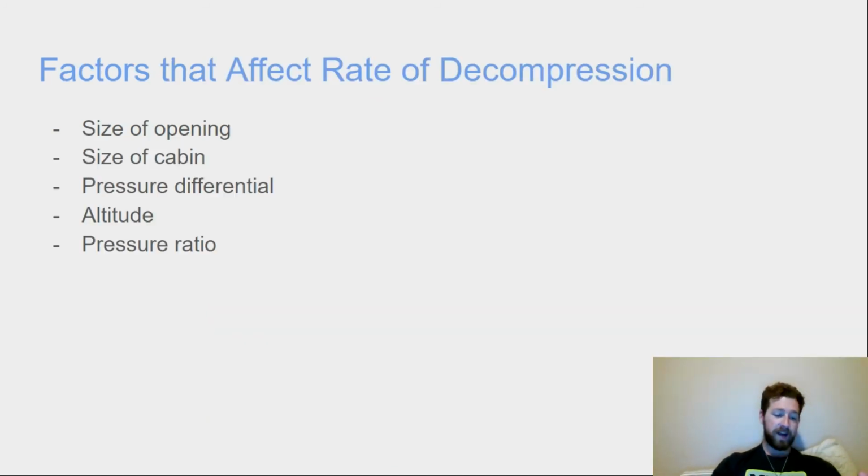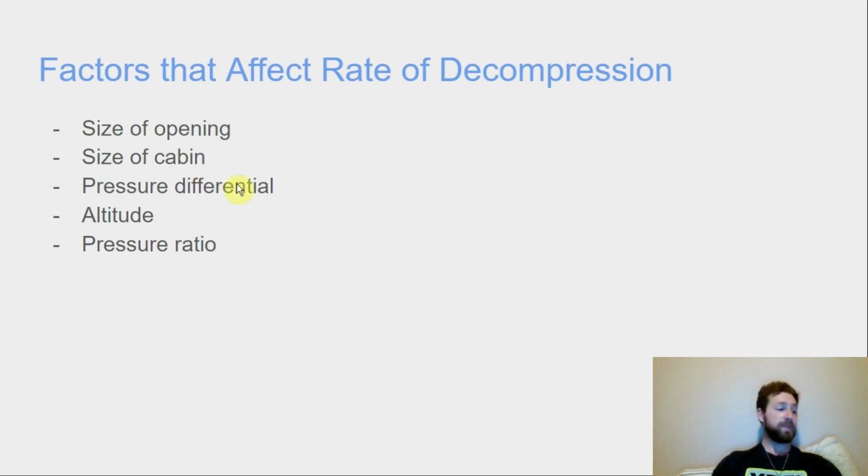So, factors that affect the rate of decompression. What is going to determine how fast our plane decompresses? The first one is going to be the size of the opening. The bigger the opening, the faster that pressure is able to equalize or leave the cabin. The second is the size of the cabin, right? So the bigger the airplane is, the bigger the cabin is, the longer it's going to take for that pressure to equalize inside and outside.